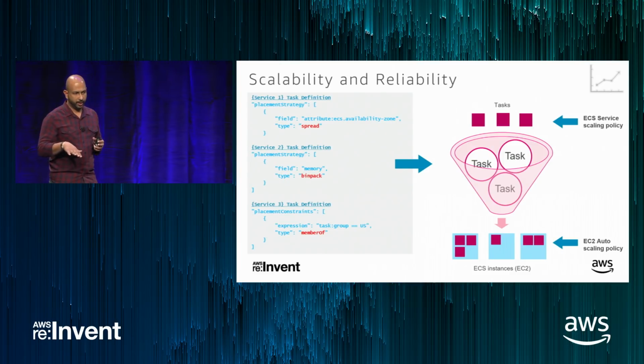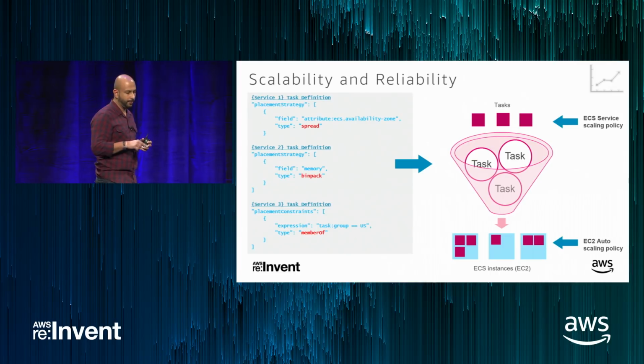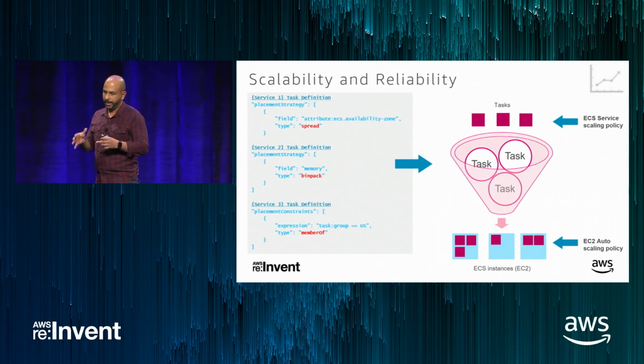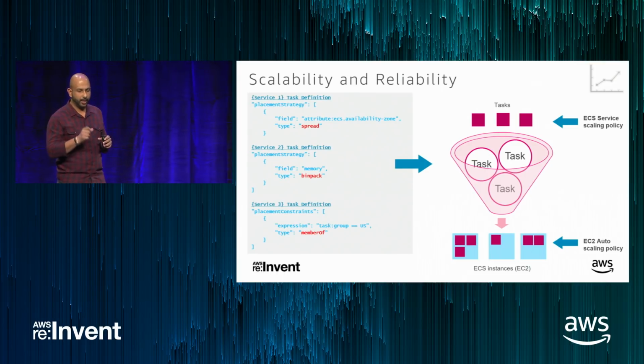So also when we configure the other rules, we can say not to place these other containers if there's a container that is tagged with this particular task group, right?